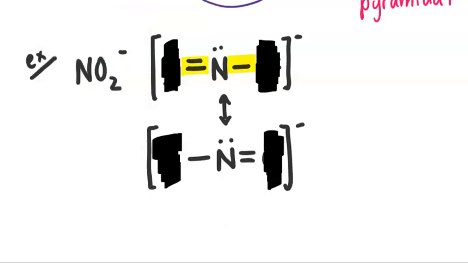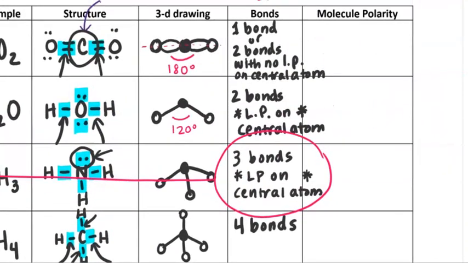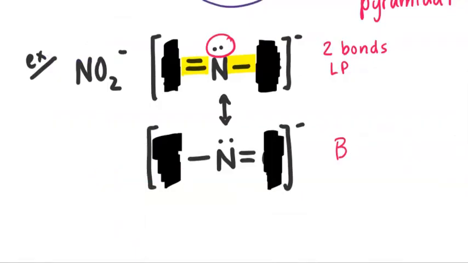So let's count. How many bonding sites do I have? Be careful. I know that there's 3 lines here, but each of them counts as a bond. So there are just 2 bonds. And now I check the central atom for lone pairs. And there's a lone pair on the central atom. Okay, so let's go to our notes. 2 bonds with a lone pair on the central atom. Which shape has 2 bonds with a lone pair? It's this one, bent. So I would write down as my shape for this one, bent.